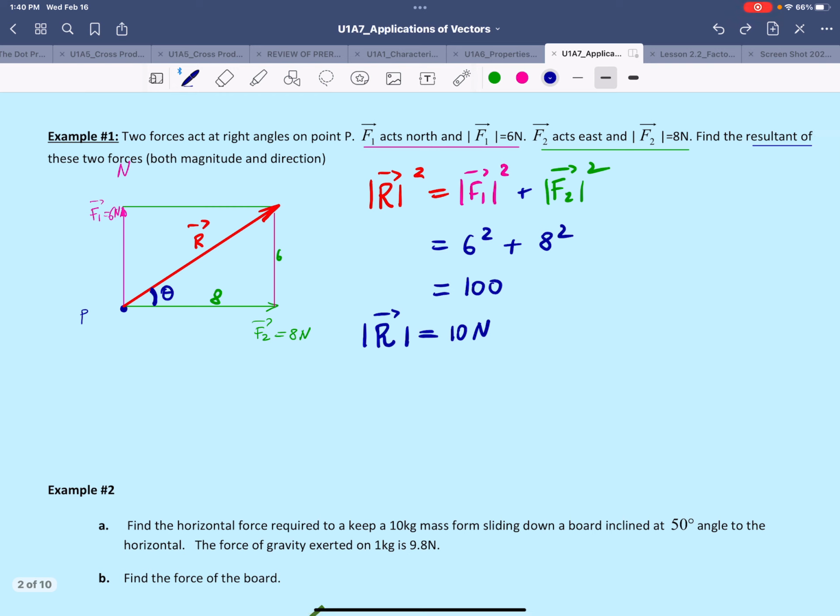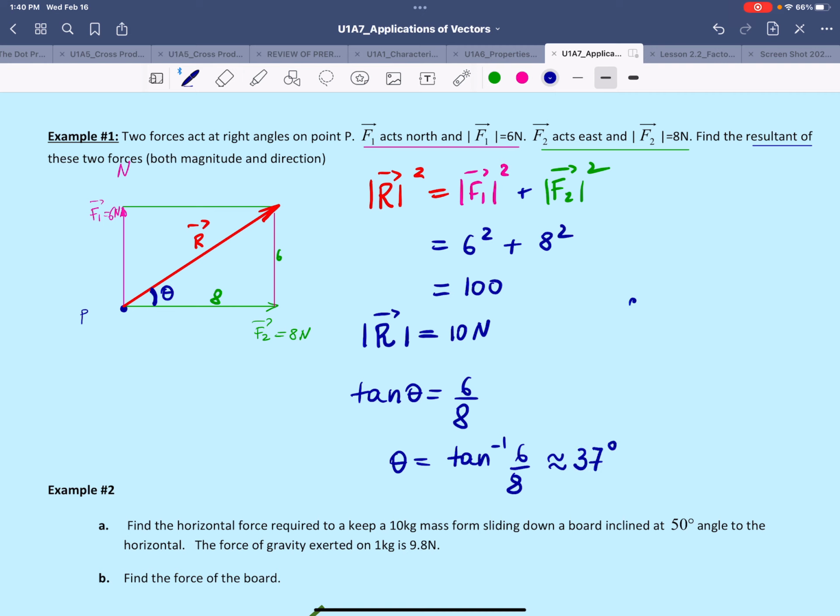Now, we're going to say that angle theta is located opposite to side 6, or vector 6 newton, and adjacent to 8 newton. So we're going to say that tan theta equals 6 over 8, which makes theta equal to inverse tan 6 over 8. Use a calculator to find what angle theta is. We're going to round to the nearest degree. So normally you have to round to as many decimal places as specified, and here it's not specified. So inverse tan 6 over 8 equals 36.86. So I will round it to the nearest degree, 37 degrees.